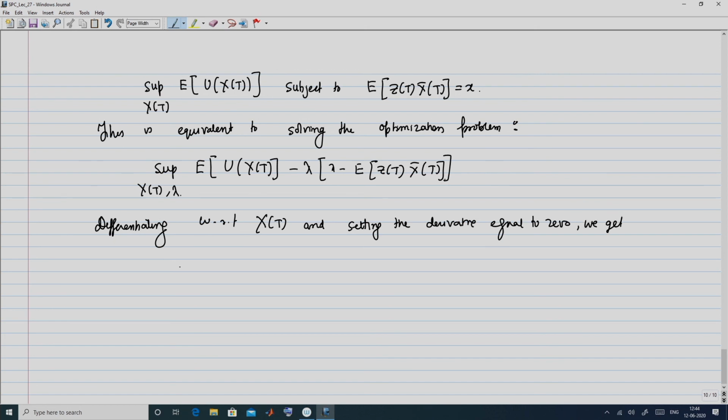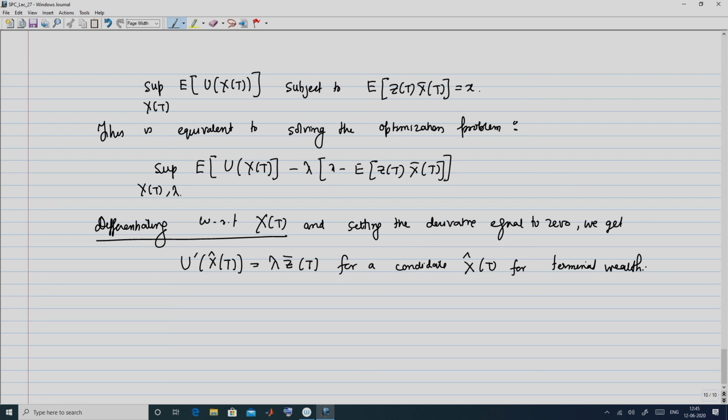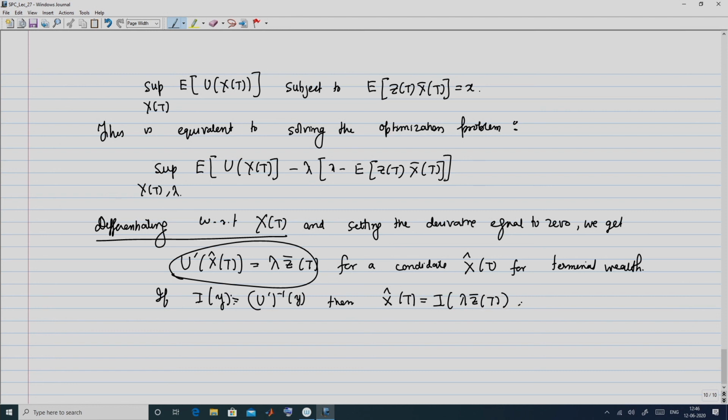we get u prime of x hat of t, and I am using x hat because now the differentiation has already taken place. This is going to be equal to lambda of z bar of t for the candidate x hat of t for terminal wealth. So, if I of y is defined again as u prime inverse of y, then from this relation we obtain that x hat of t is going to be equal to the inverse function of lambda z bar of capital T.